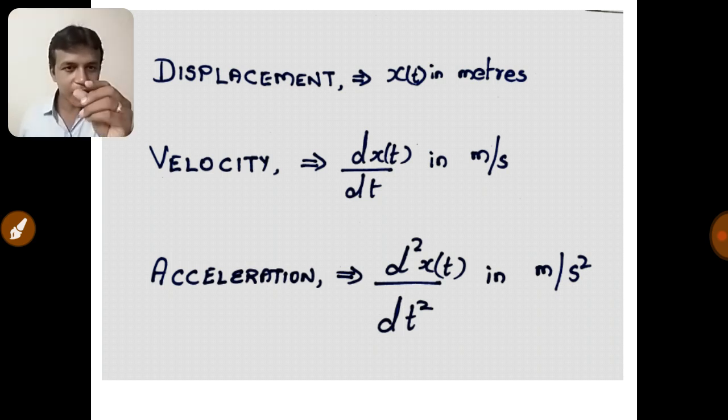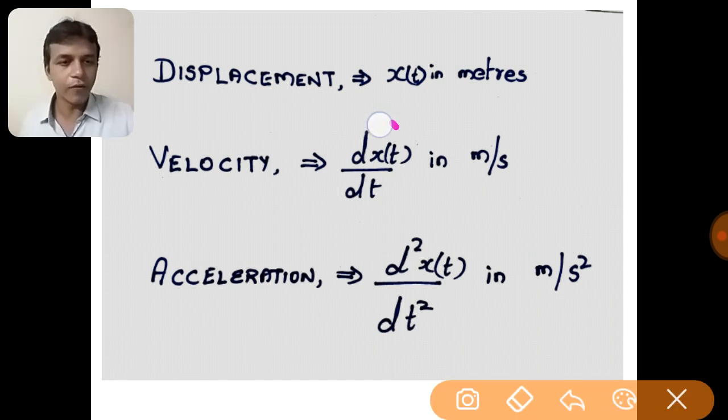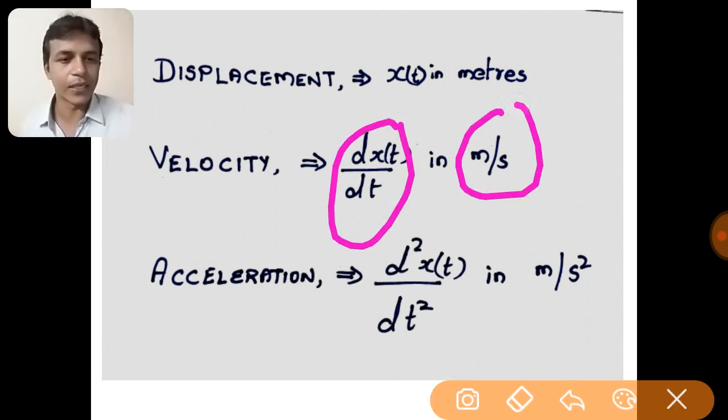So to take the small portion, what should we do? We have to go for the derivative, or we have to differentiate that particular parameter. For that reason, we have represented these parameters in derivative form. So d by dt of x of t, in meter per second.